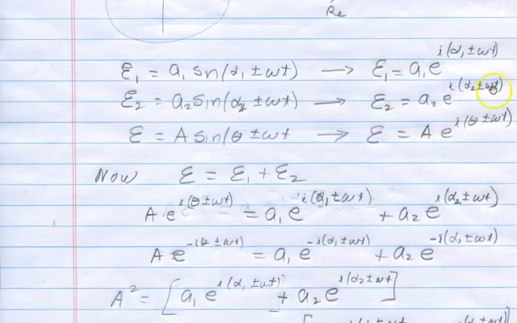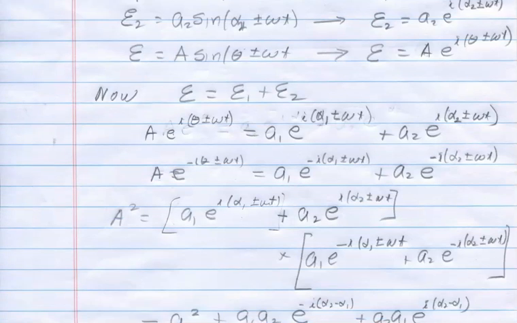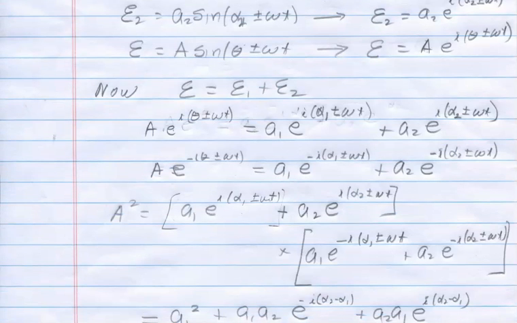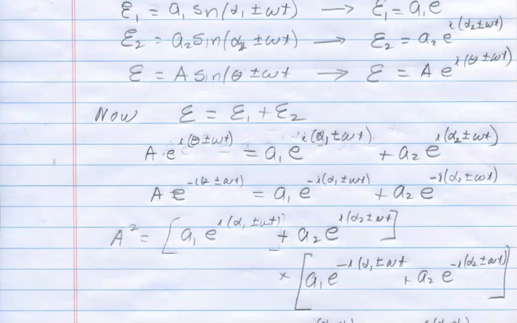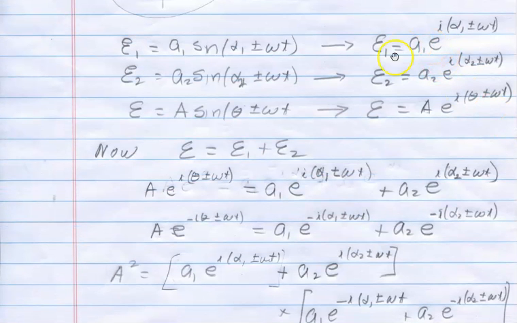So now I'll substitute these into the sum, and I get this. This top one is just simply this equation here with all of these things substituted into it. If you look, E1 is just this, E2 is just this, and E is just this over here. So I just substitute these into this equation.